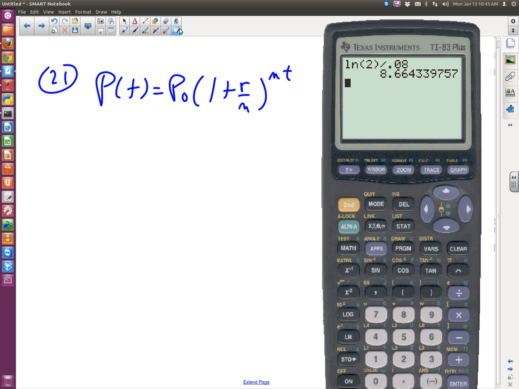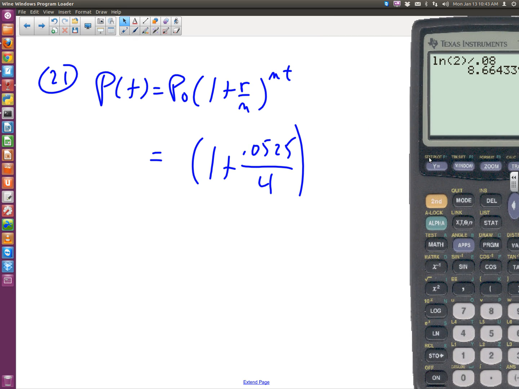All right, not only that, they're saying that your interest rate is 5.25%. So what's R? How do you write 5.25%? 5.25 is 5.25. Now percent? 0.0525. All right, so this is 0.0525. And we're compounded quarterly, so n is 4, to the 4t. Okay. So that's where we're getting.